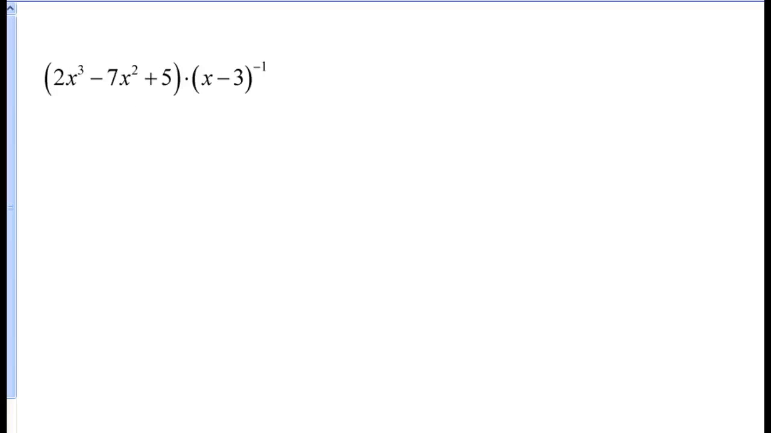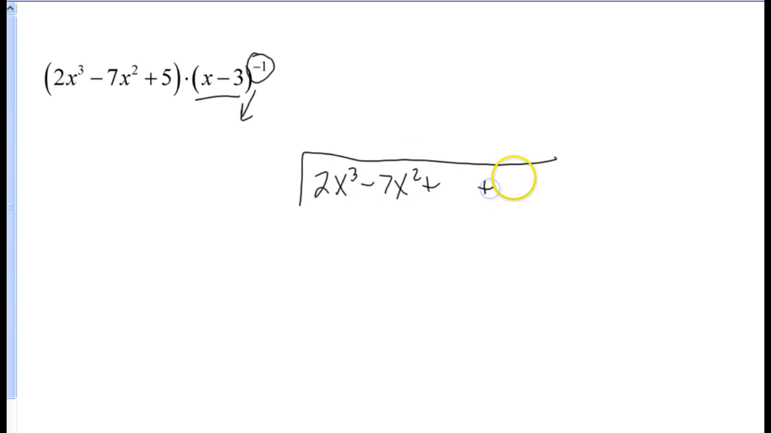Just do one last problem. Be careful on this. This really means division. You're dividing by x minus 3. It takes that whole quantity and brings it down to the denominator. So we have 2x cubed minus 7x squared plus, you see we're missing a term here. There's no x squared term in between these, so I'm going to say 0x. There's no x term, I should say. And then here we have x minus 3. And this one should be easy.